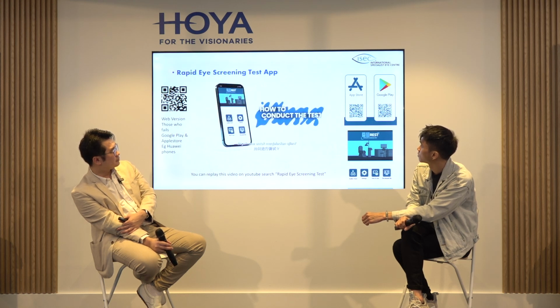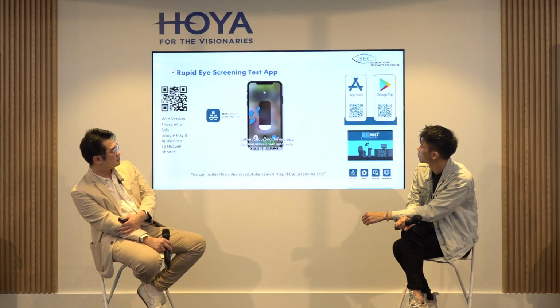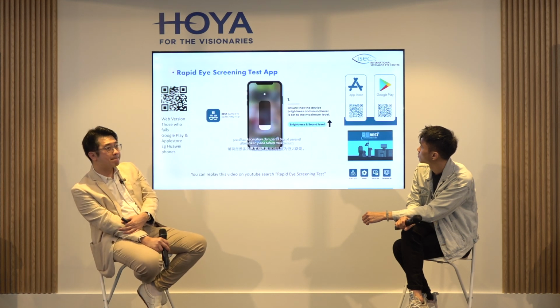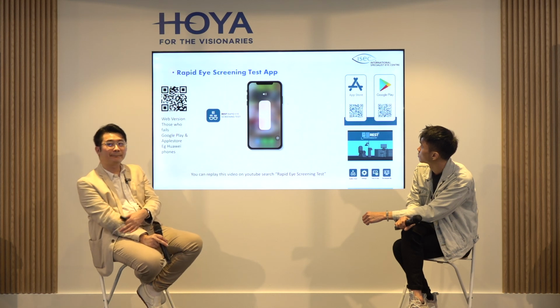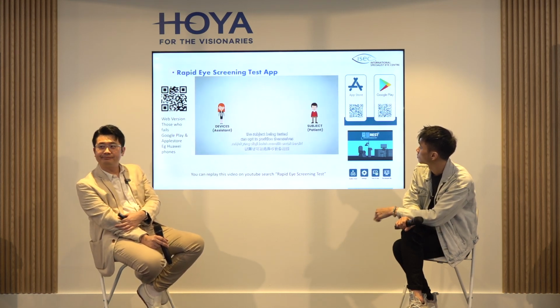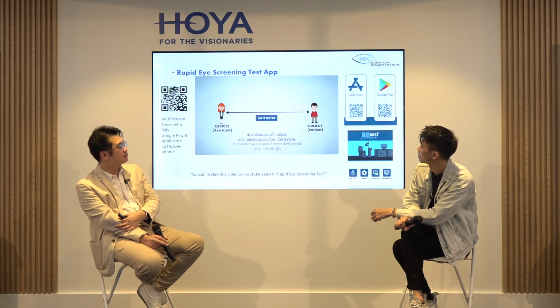How to conduct the test. Before conducting the eye test, ensure that the device brightness and sound level is set to the maximum level. Depending on the subject's surrounding space, the subject being tested can opt to position themselves at a distance of 1 meter or 3 meters from the device.